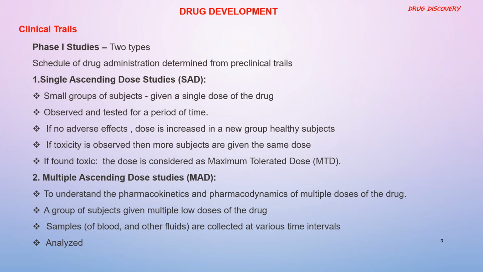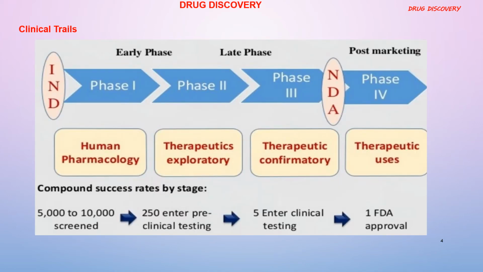Multiple ascending dose, MAD. Here, a group of subjects receive multiple doses of the drug. Samples of blood and other body fluids are collected at various points and analyzed. This gives a better understanding of the pharmacokinetics and pharmacodynamics of the drug. The flowchart here summarizes the different phases, or stages of clinical trial.